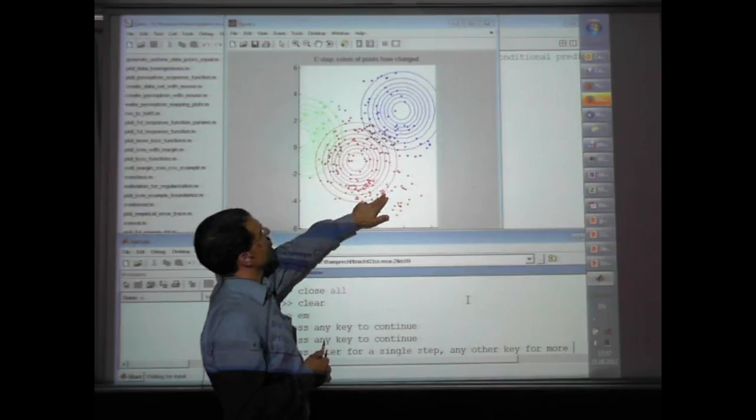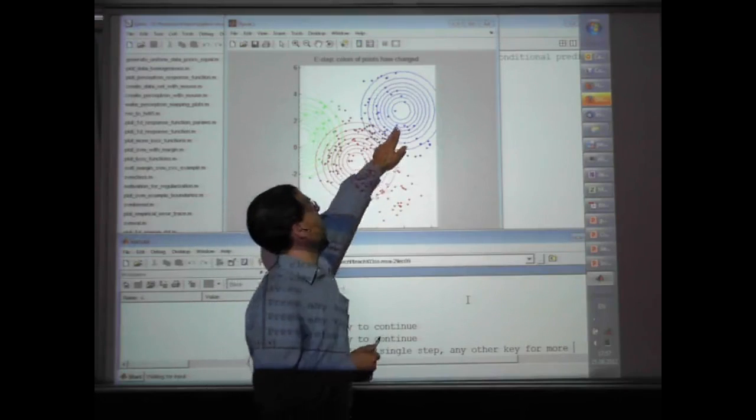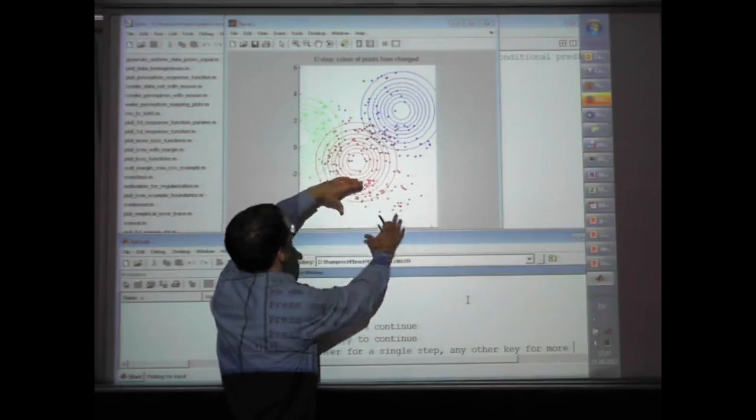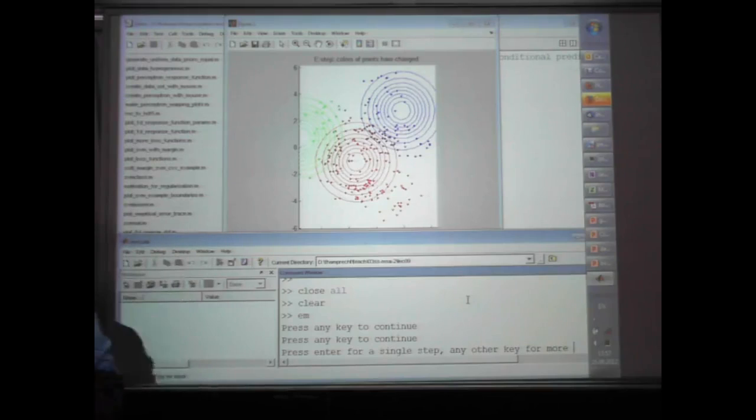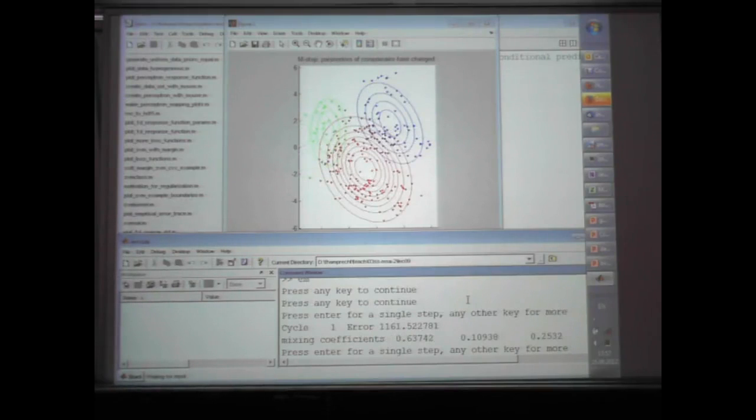The blue one will probably move down. The red one will also become a lot more elongated. The green one will probably become elongated in that direction. And you see that the green one has also lost a lot of mass because it did not account for as many of the observations initially.